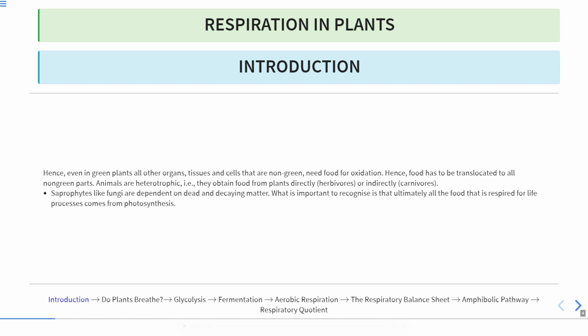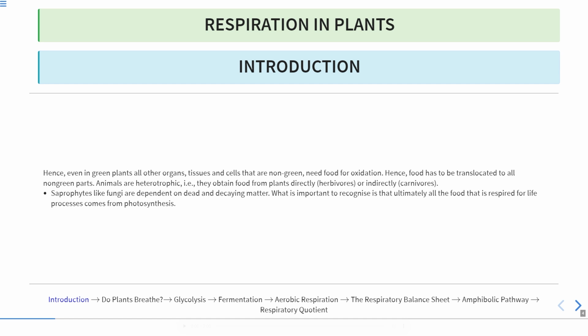Saprophytes like fungi are dependent on dead and decaying matter. We all know that fungi grow on dead and decaying matter. Whatever the substrate that is present and is going to decay or is dead, on that body, whether any plant or animal is dead, the fungi can grow on it and take food material from it. They take the complex food material and change it into simpler forms. So they help to decay those materials.